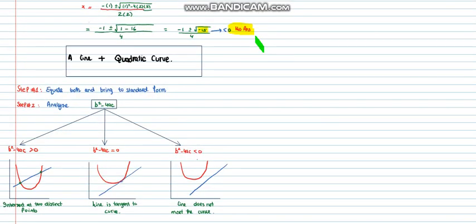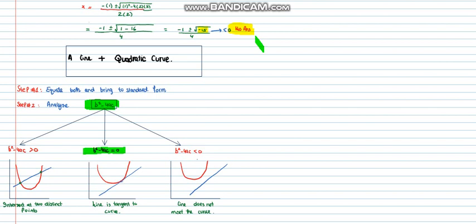Our next heading is regarding a line and a quadratic curve. Step number 1, we have already studied that we need to equate them and analyze using b square minus 4ac. If b square minus 4ac is greater than 0, then that means that there are two roots. So that means two intersections. So that means that they intersect at two distinct points, and this is the case.